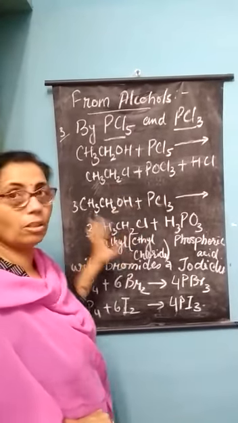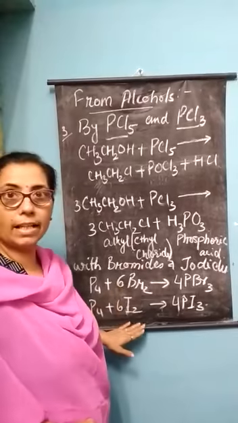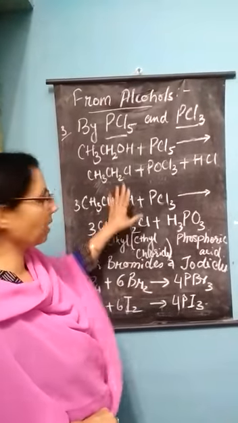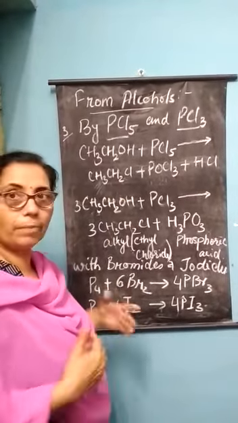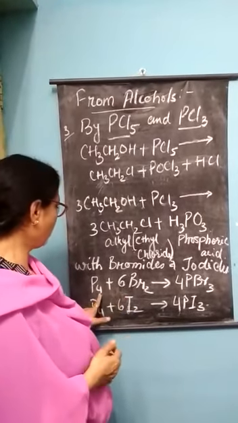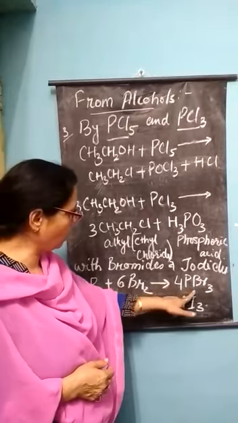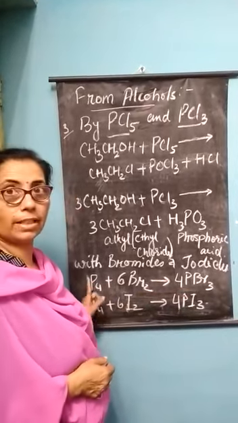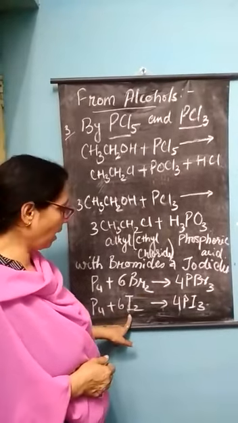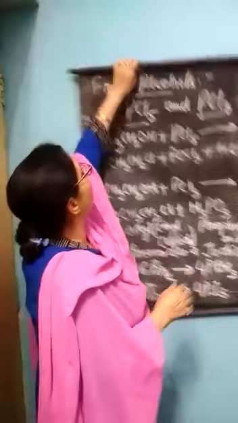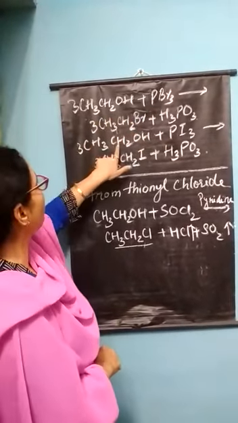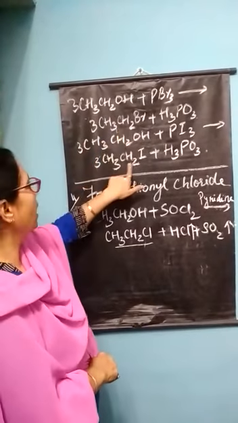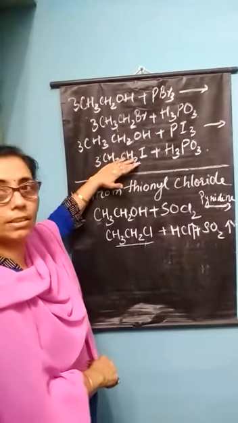But this same reaction cannot be done directly with bromides and iodides. To prepare alkyl halides with bromides and iodides, you have to prepare the reagent in situ, that means a separate chemical reaction has to be done. Phosphorus, actually red phosphorus, when treated with bromine gives phosphorus tribromide. When treated with iodine, it gives phosphorus triiodide. When this phosphorus bromide or phosphorus iodide is treated with alcohol, you get alkyl bromides and alkyl iodides. Up to here, this is the third method.